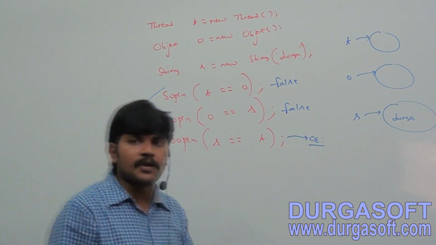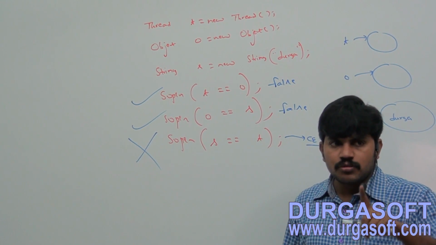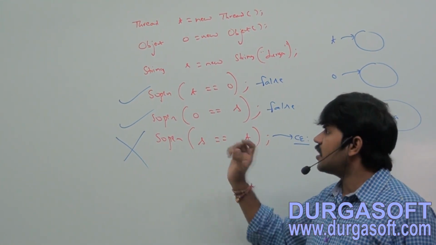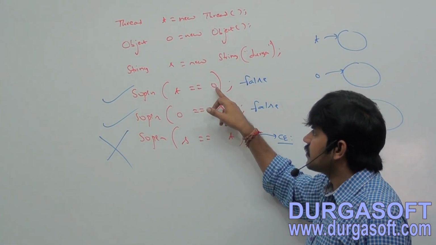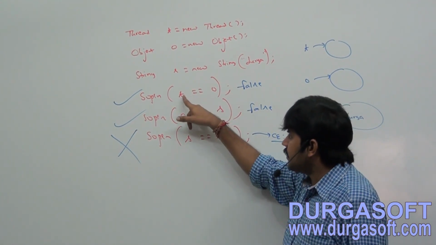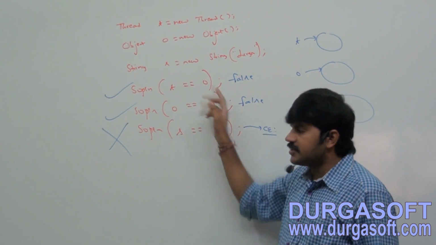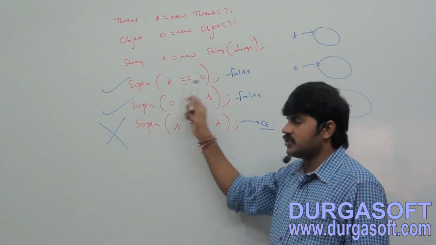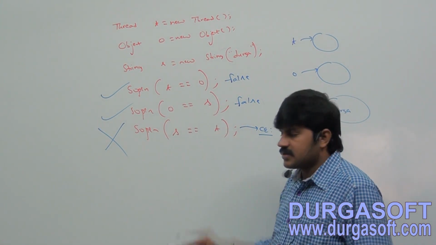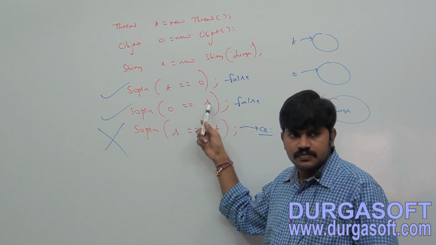To use an equality operator between object types, there should compulsorily be some relation between the argument types. Here, T is what type? Thread type. O is what type? Object type. Thread and object, is there a relation or not? Yes, parent to child. Object is the parent, thread is the child. Next, O and S: object is the parent, string is the child.